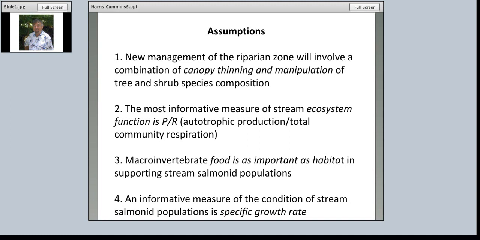And secondly, by consensus among stream ecologists, the most informative measure of ecosystem function is P/R, and that's the ratio of autotrophic production, that is plants in the stream, and community respiration, that's the decomposition of all the organic matter in the stream. We can simplify this for this talk. The P basically represents algal production, or algae in the stream, and the R represents the utilization and metabolism of litter from the riparian zone. So it's algae, P, and litter, R. Those are the two things we're going to manipulate, presumably, in management. And I'll use this notation throughout the talk.